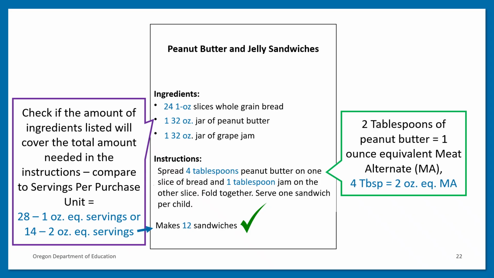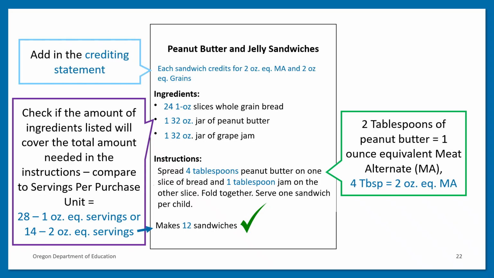Now that you have checked your instructions and ingredients to make sure the crediting makes sense, you can add in your crediting statement, which states that each sandwich credits for 2 ounce equivalent meat alternates and 2 ounce equivalent grains. While we didn't go through the whole process with the grains component, if you know that 1 ounce of bread is equal to 1 ounce equivalent of the grains component, it is easy to figure out that 2 1-ounce slices of bread per sandwich equals 2 ounce equivalent of grains.